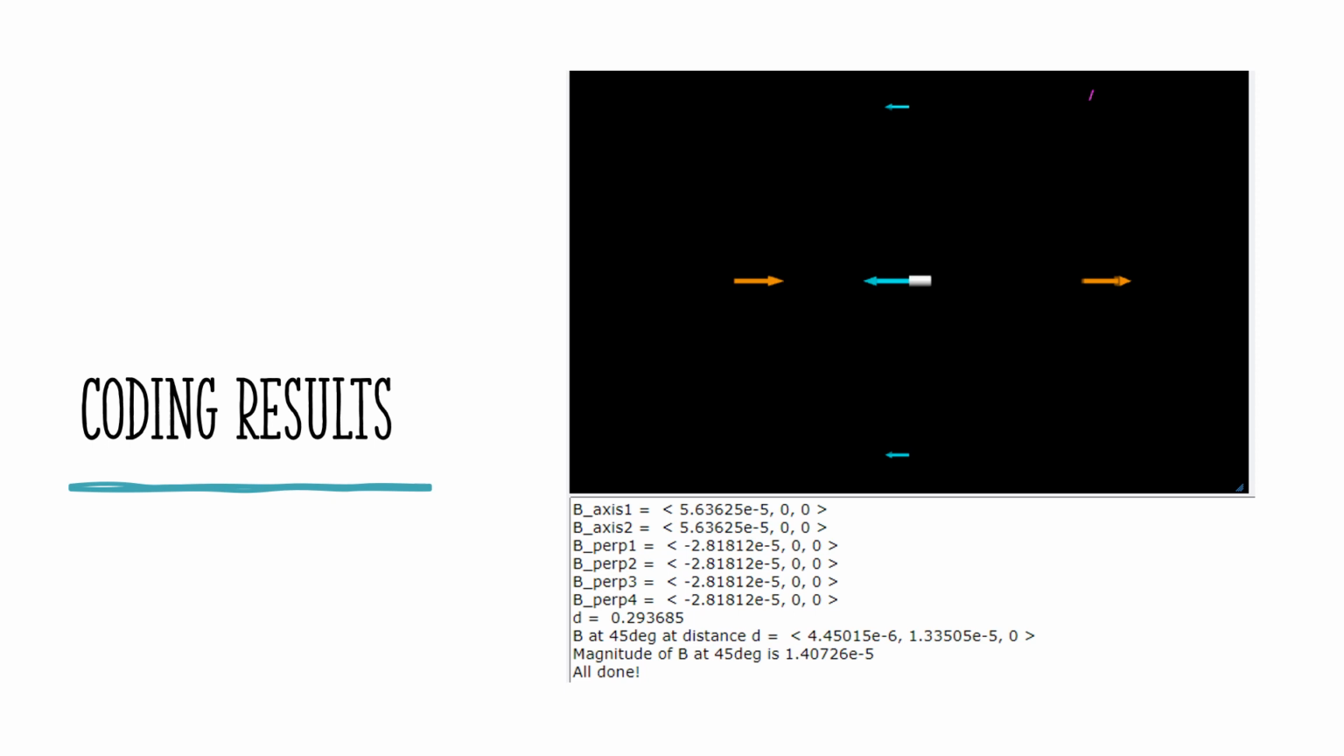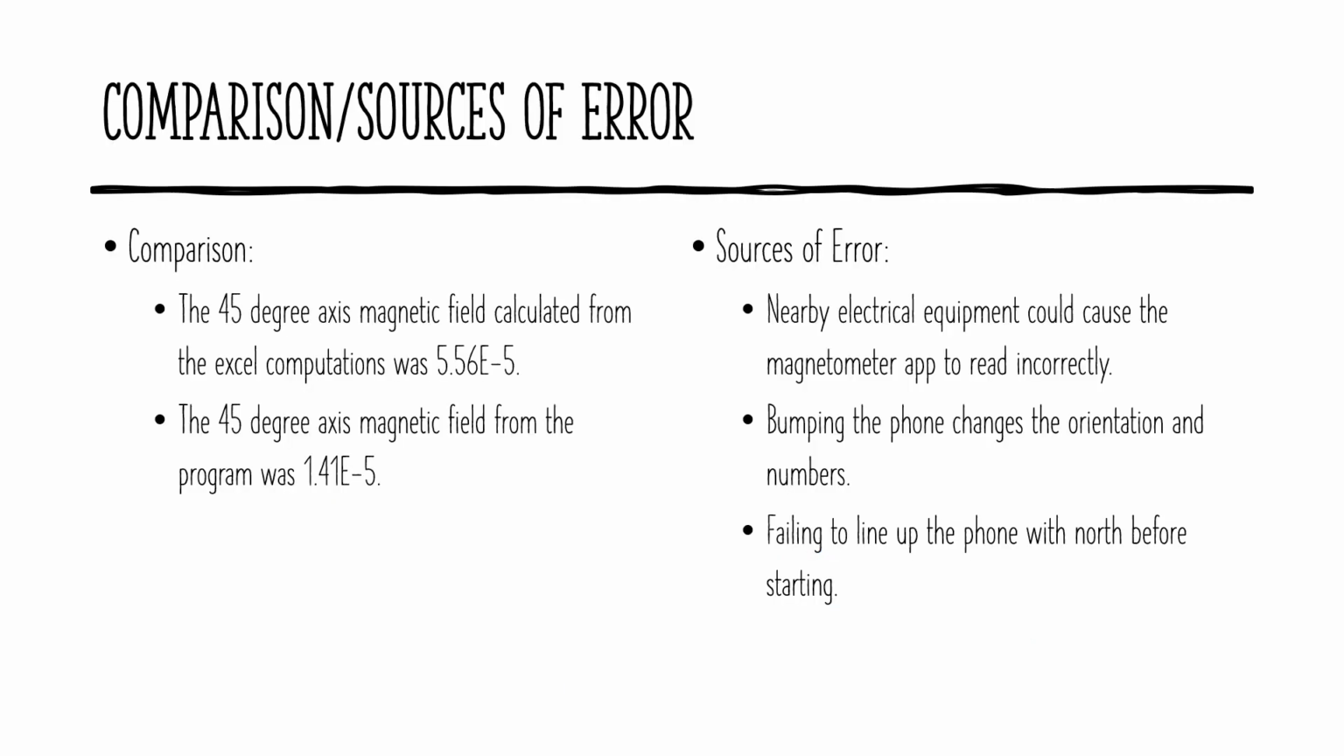For comparing the computation data and the program data, the 45-degree axis magnetic field calculated from the Excel computations was 5.56 times 10 to the negative 5, while the computer program data calculated to be 1.41 times 10 to the negative 5, which is a big difference, but it makes sense because the computer program data does not take into account the Earth.